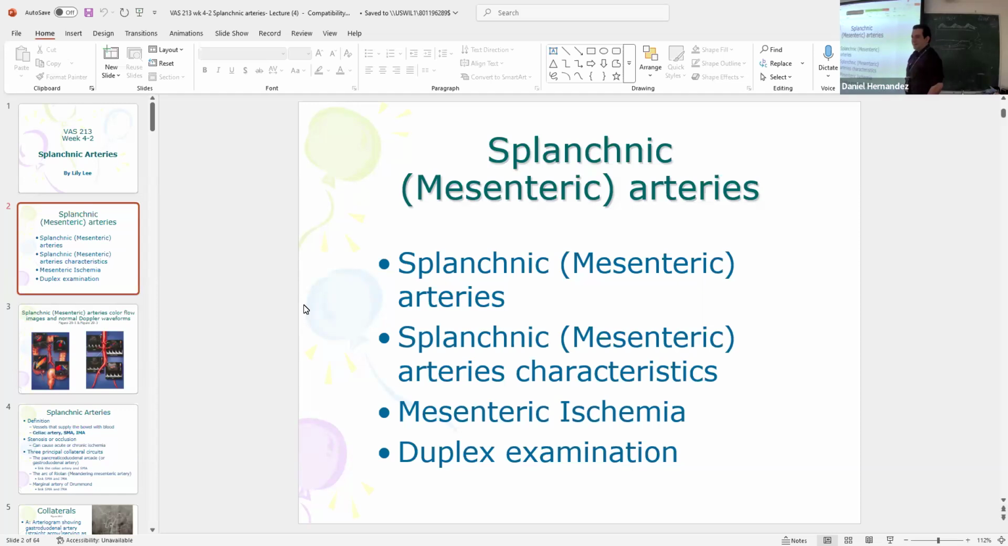The celiac artery's branches. We'll talk about some pathologies that are involved with these vessels, namely mesenteric ischemia. So that's one of the main conditions that they might ask you to try and rule out. We'll talk about mesenteric ischemia, what's involved, the characteristics of it.